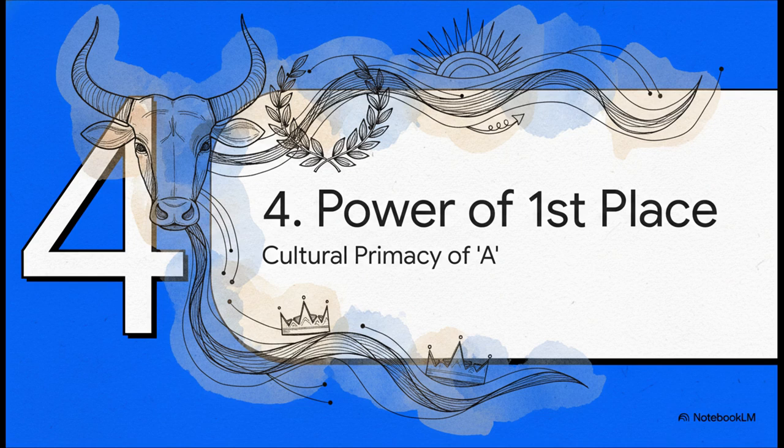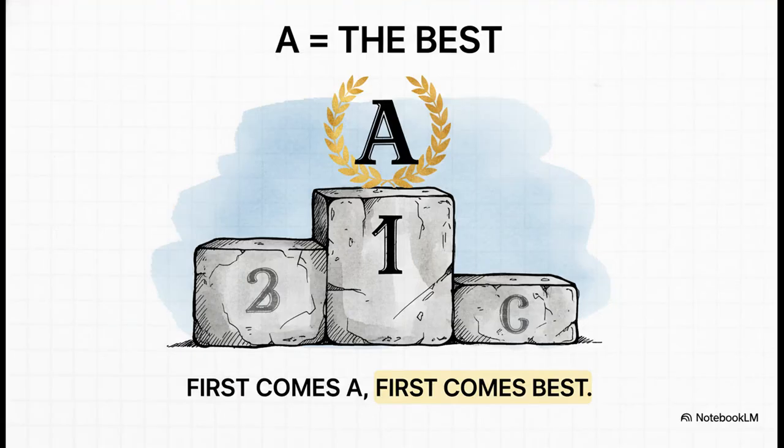That brings us to the power of first place, the cultural primacy of A. Because Aleph, the symbol for the most important animal, was picked to be first, that feeling of importance, of primacy, it just stuck. For more than 3,000 years, A has held on to that number one spot. And that long, long history has soaked into the letter itself, basically turning A into a symbol for the best.